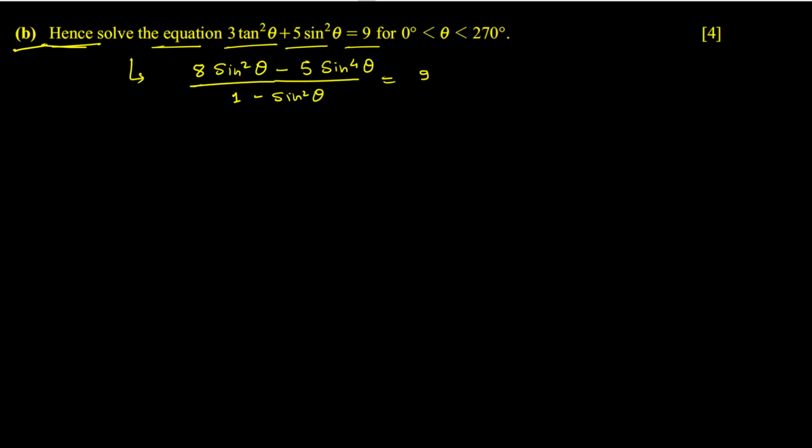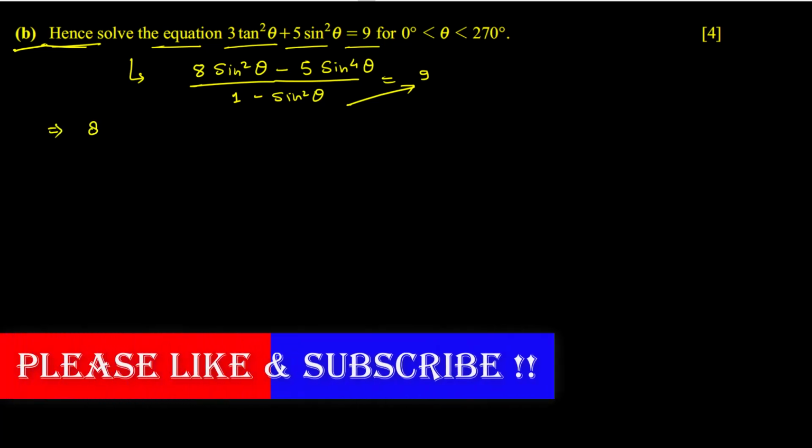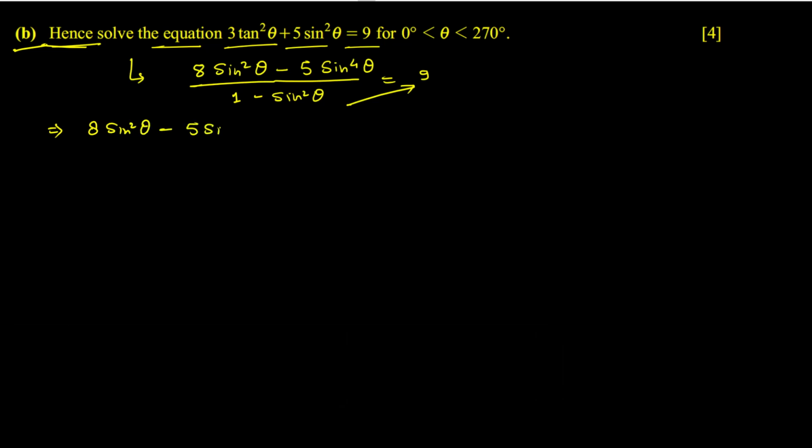So I'll transfer this whole thing to the other side, so that I get an equation, and I can see that it is having only sine square and the sine power 4, so it can be rearranged so that it can be looked at as a quadratic in sine squared theta. So I will rewrite this by sending to the other side. It is 8 sine square theta minus 5 sine power 4 theta equals 9 minus 9 sine squared theta.